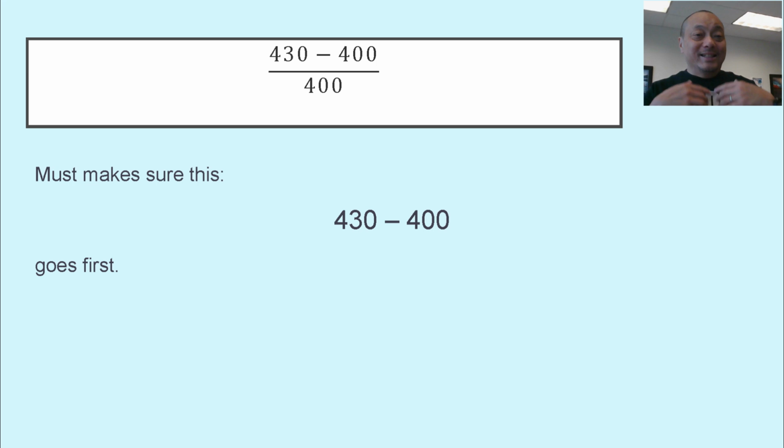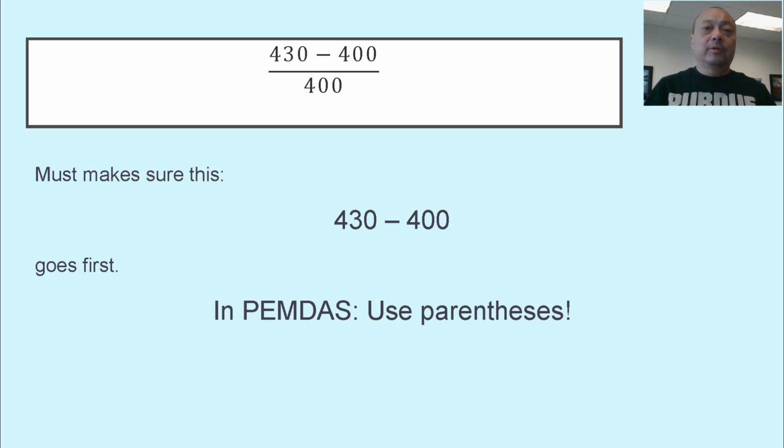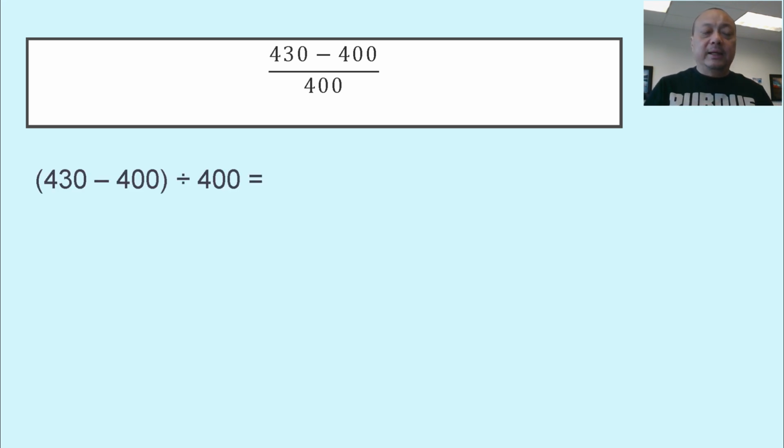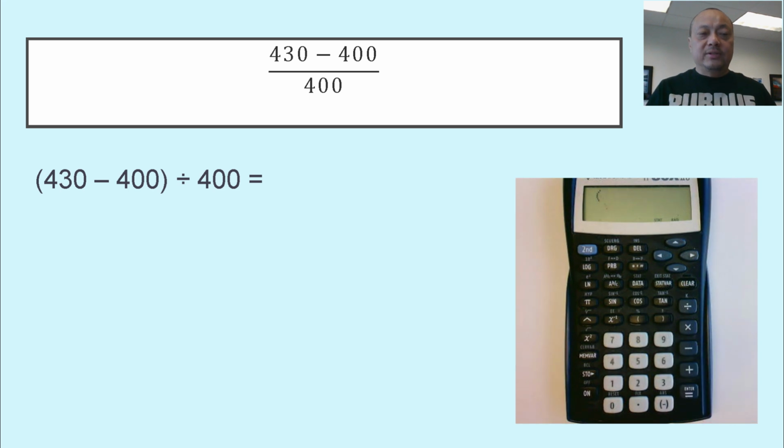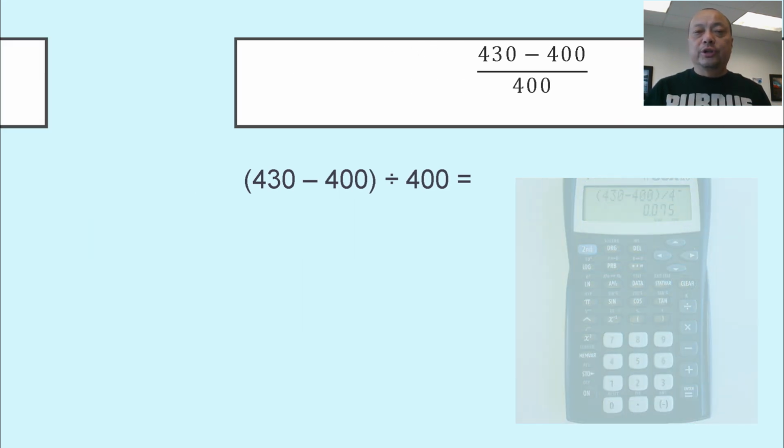What you need to do is make sure this part goes first. The 430 minus 400 must go first. How to do that? In PEMDAS, what goes first? The letter P. Use parentheses. Type it in like this. Open parentheses, 430 minus 400, close parentheses, divide 400 equal. There we go. Now I get the right answer. Use parentheses to make sure the calculation goes in the order you need.